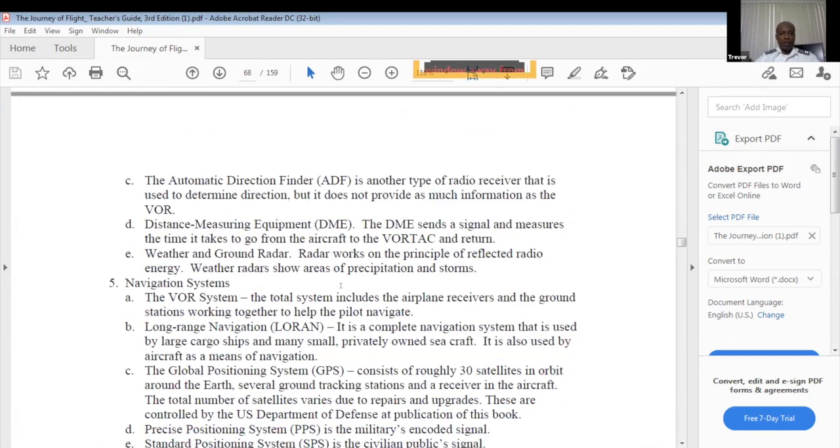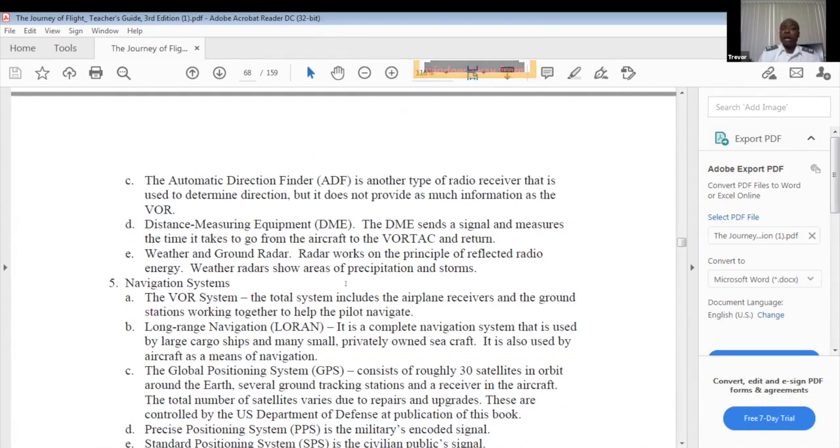We also have distance measuring equipment, DME. So if you're tracking in towards the airport or navigational aid, it will tell you what the distance is to that aid, whether you are 10 miles, 5 miles, 20 miles, or 50 miles away from that station.